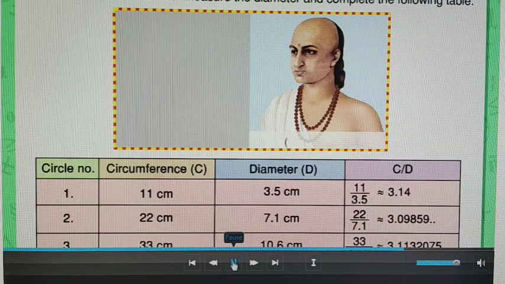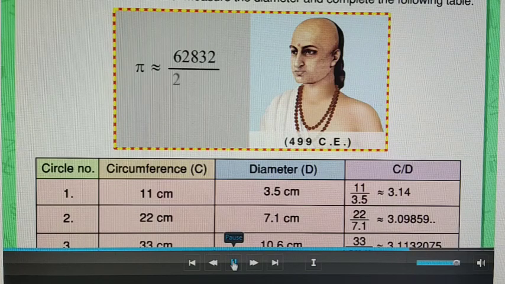The great Indian mathematician Aryabhatta in 499 CE calculated the value of pi as 62832 upon 20,000, which is equal to 3.1416.